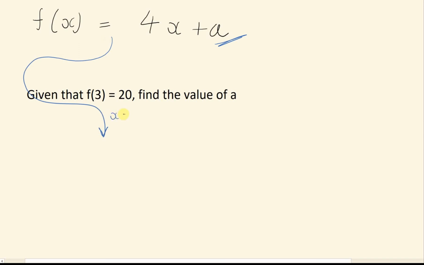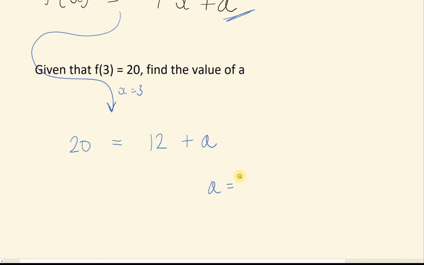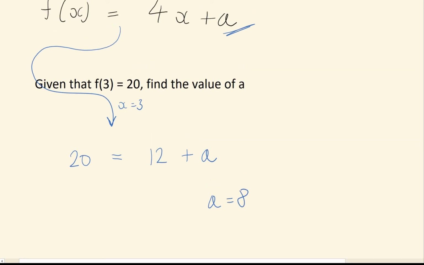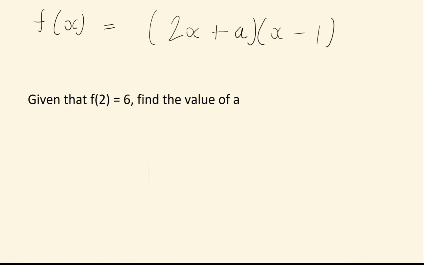So if I let x equals 3, I'm going to have f3 on my left hand side, which I know was going to equal 20. On my right hand side, I'm going to have 4x, which is 4 times 3, which is 12, plus a. And then solving this, we simply get that a is 8. Okay, again, it's not too hard, it's just something new. So again, you see an exam, it might throw you off, which is why we're practicing these things right at the end. Same idea again, but with a more complicated function.